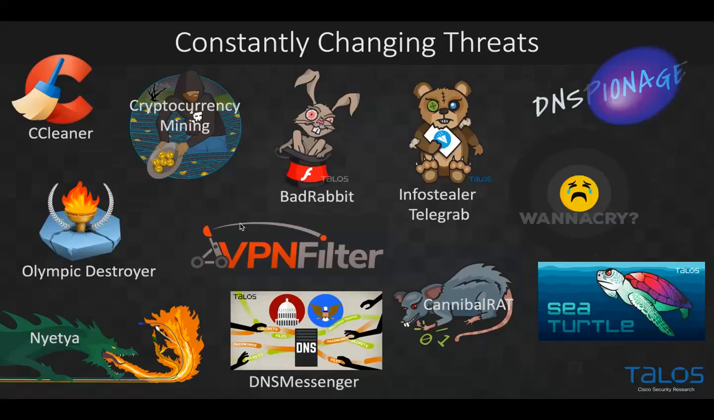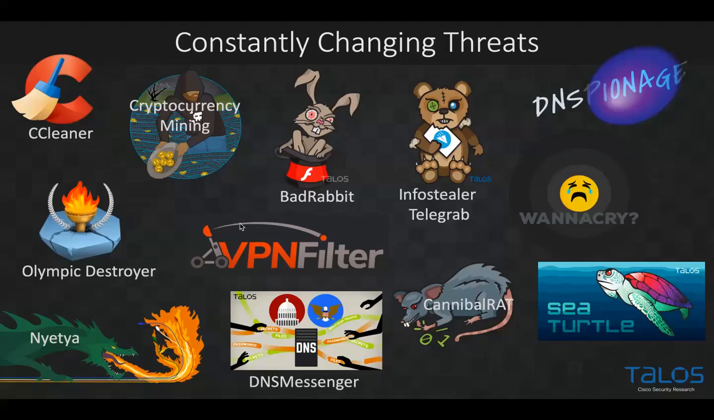Cryptocurrency mining became the new go-to vector because it was a very easy way to make money. They were just stealing CPU cycles. Much harder to detect because users didn't notice it. We've seen very sophisticated attacks. CCleaner and Nyetya, they both involved supply chain attacks. CCleaner was designed to steal intellectual property. Nyetya was purely a wiper designed to wipe out systems.